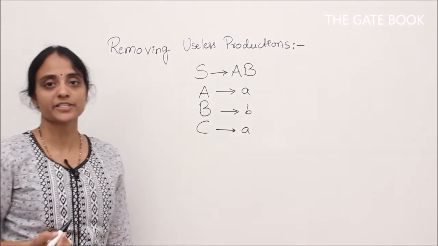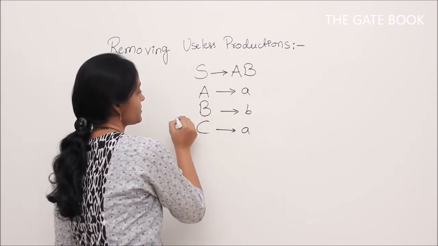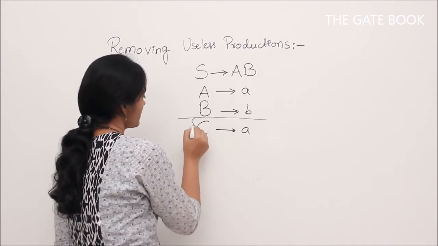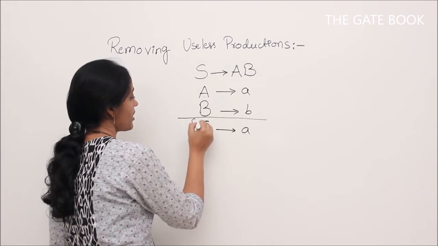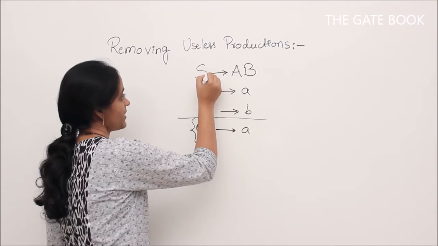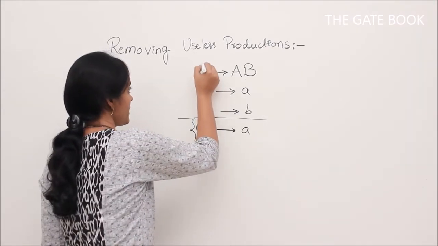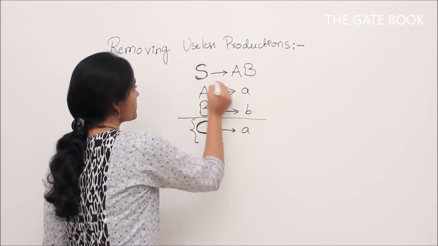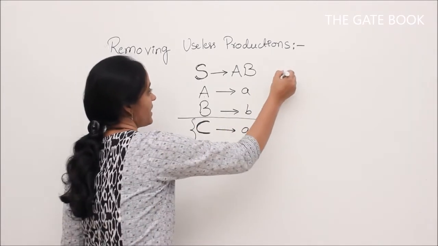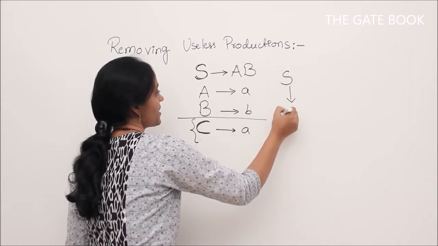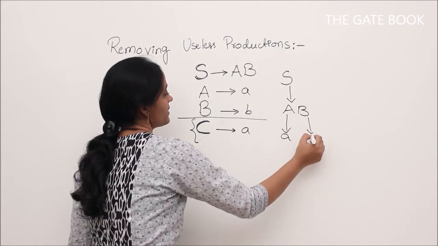What is useless production here? S is deriving AB, A derives A, B derives B. But this one, C derives A, is useless because C is not coming anywhere from the start variable. To derive any string, we have to start with start variable S, but whatever production we apply, we never get C, right? From S, the only possible production is AB. And A has only one production, that is A, and B derives B.